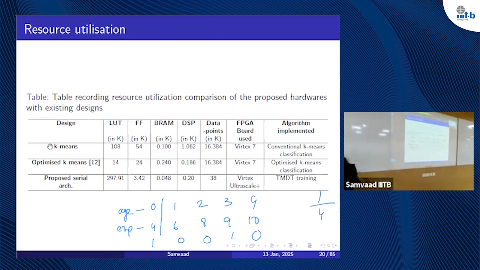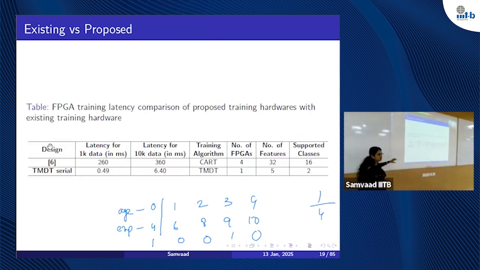See, this is my most simple design, TMDT serial one. This was my first design. So here you can see the latency speed up. He needed 260 millisecond and I needed only 0.49. But is it the same algorithm? Yeah, the algorithm is different. I have only taken it for comparison. That's why I reduced the complexity of the decision tree. I could not do this conventional DT.